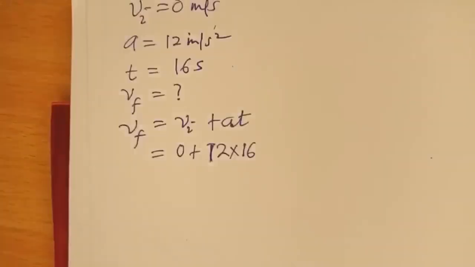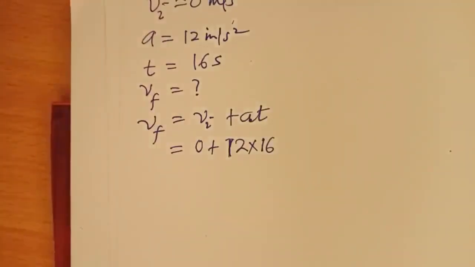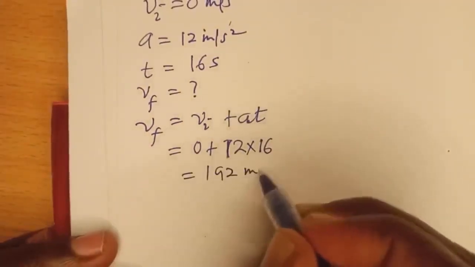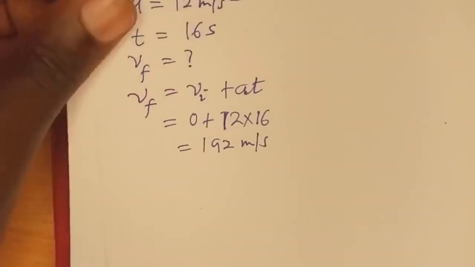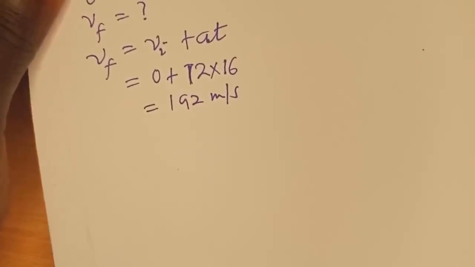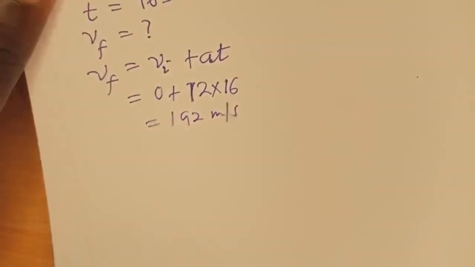So 12 times 16. I take my calculator and say 0 plus 12 times 16. Then you press the equality sign and your result will be 192. So this will be 192 meters per second. After 16 seconds, its velocity will be 192 meters per second. Now, this is the first question, finding the velocity.